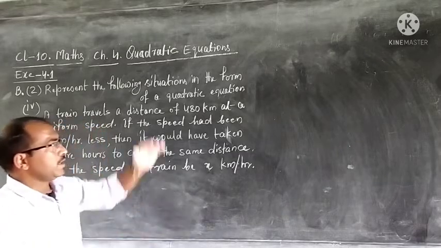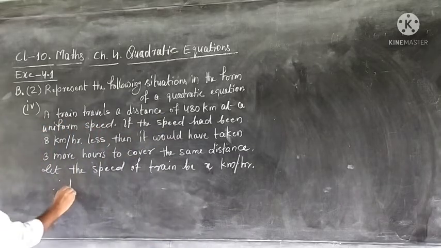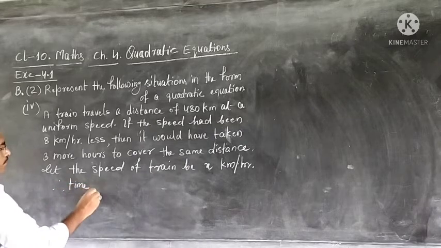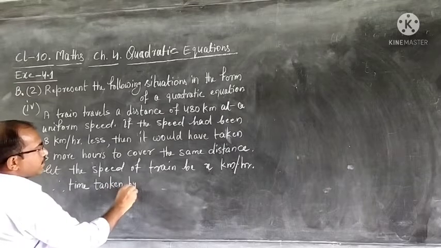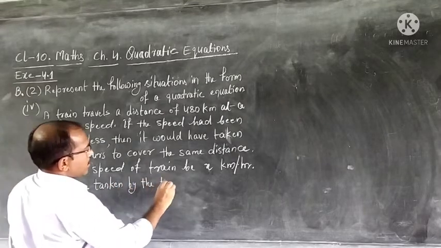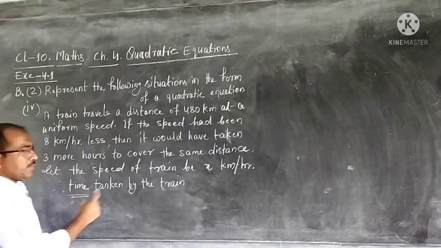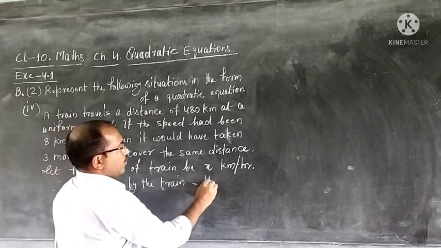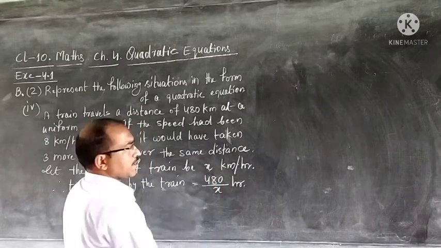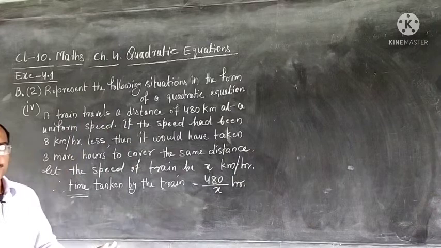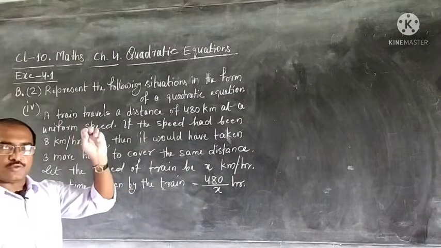The same way, distance is 480 and speed is x kilometers per hour. Therefore, the time taken by the train will be how much? Again remember, we are finding the time taken by the train. It will be 480, distance by speed, that many hours or minutes or seconds, whatever it may be. So, that was the usual speed.